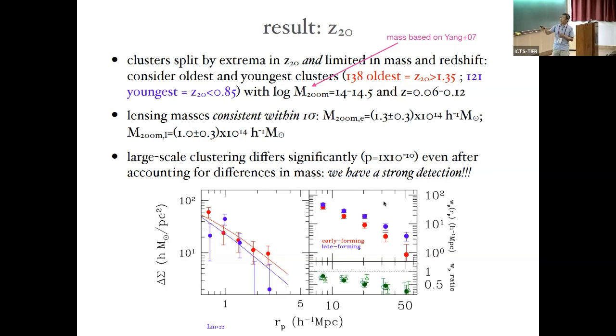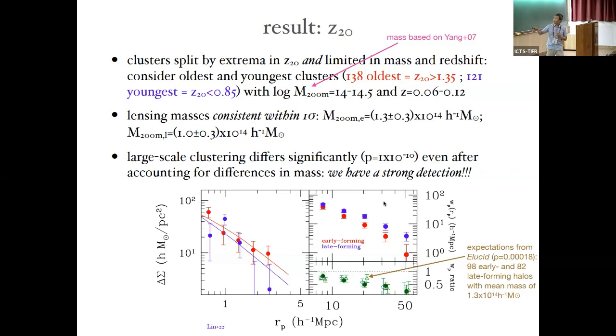And now you can see their clustering is very different. The early to late bias ratio is far from unity and with the correct sign too. The youngest halos are more strongly clustered, or having higher bias, compared to the older ones. The probability for the two samples to have the same bias is 10 to the minus 10.